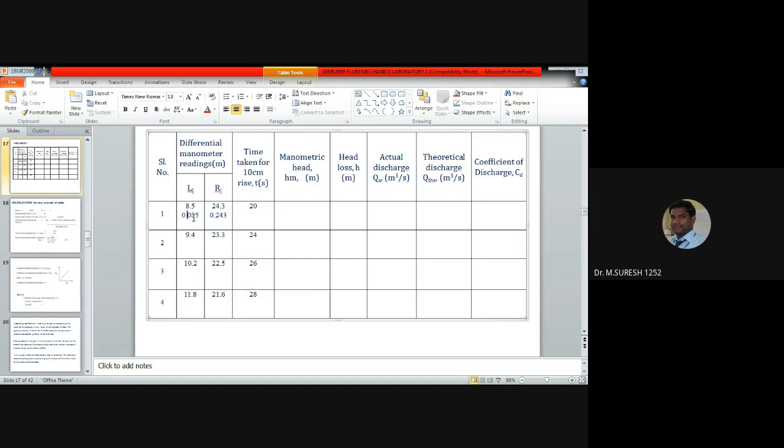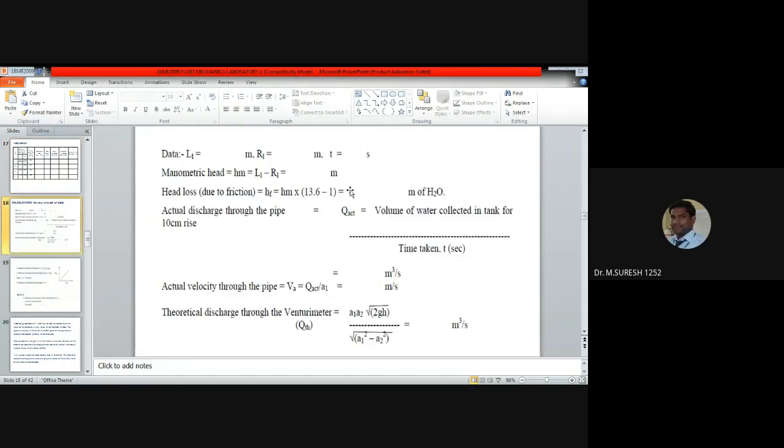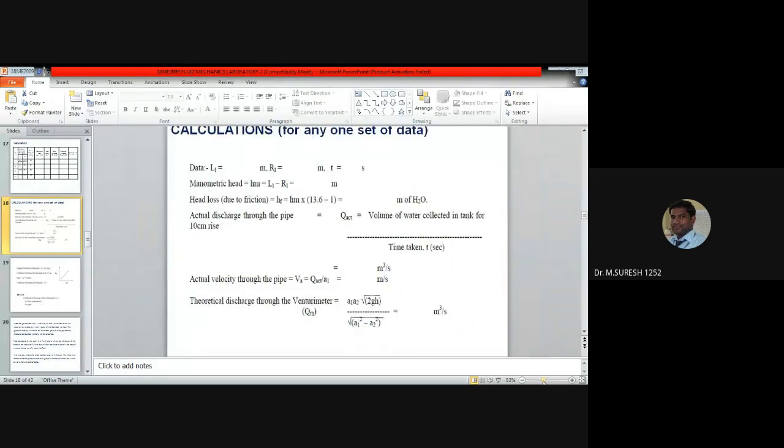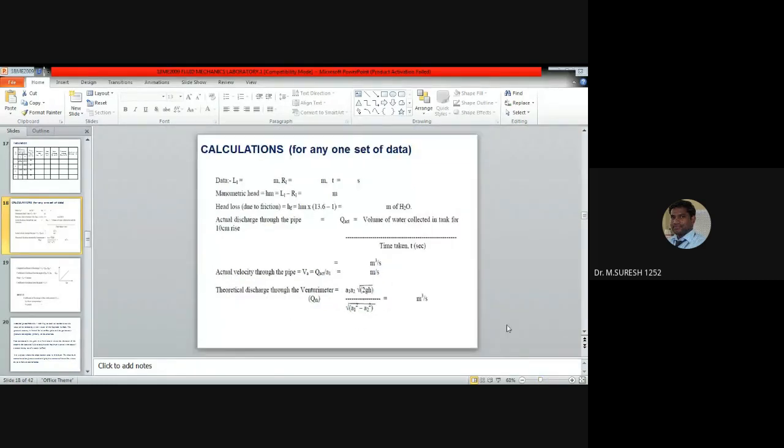Any questions? Any doubts? All the students note down these readings. Any doubts? No, sir. And directly we'll move on to the next slide. Already we discussed, just I minimize. Yes, calculation part. Okay.